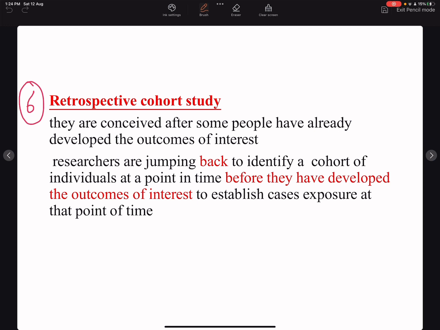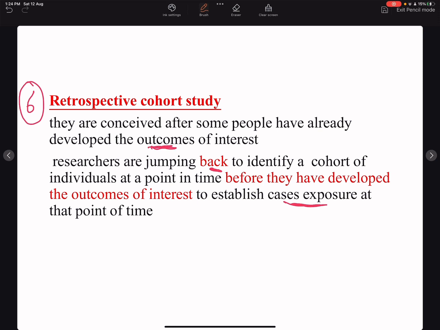Also, we have the retrospective cohort study, and this type of study is conceived after some people have already developed the outcome. So here, for example, we are going to look at patients who have diabetes. Then we are going to jump back in order to identify a cohort of individuals at a point in time before they developed the outcome of interest to establish a case exposure. We are going to look in the records in order to identify a factor that resulted in this outcome.